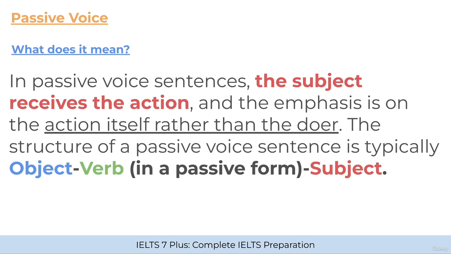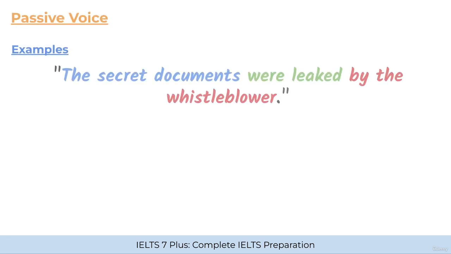So the emphasis changes. It's all about the focus of the sentence, and it's on the action itself rather than the doer. So rather than the subject. We're not so concerned with the subject, it's more about the action. So a typical structure in passive voice is object, verb in a passive form, and subject at the end this time. So I think it's useful to see some examples and see how it looks in action.